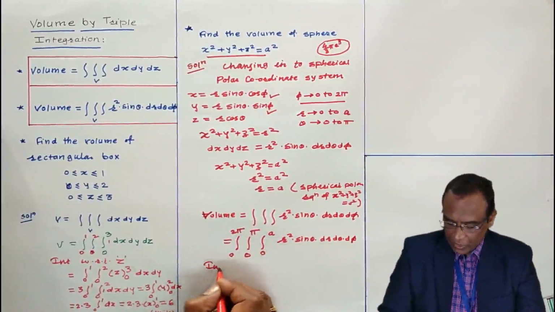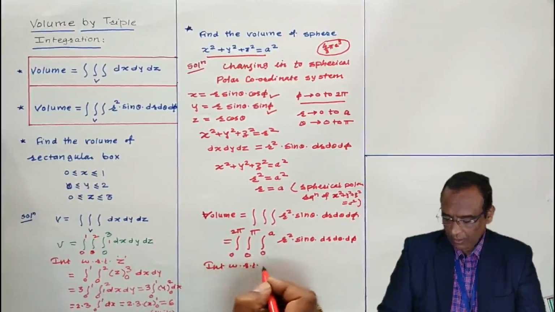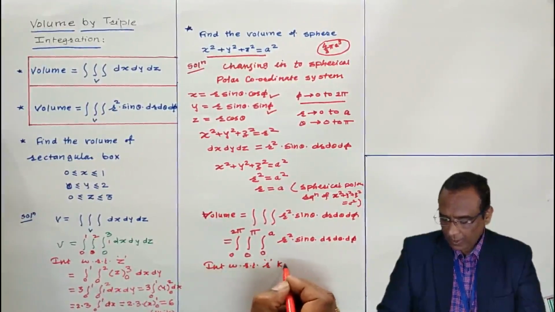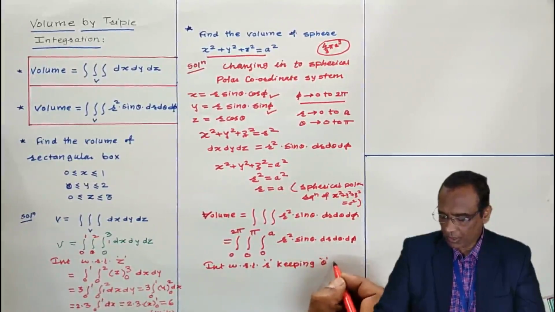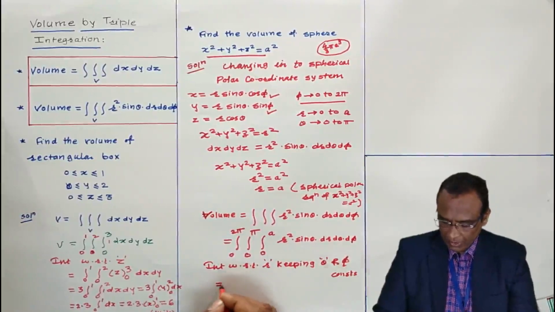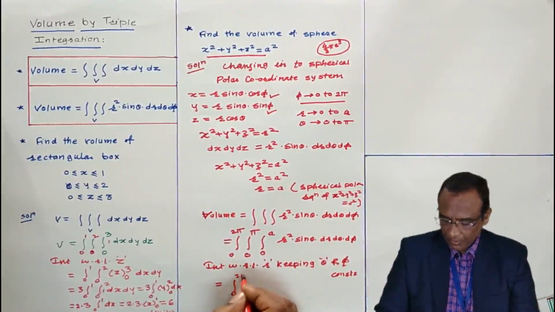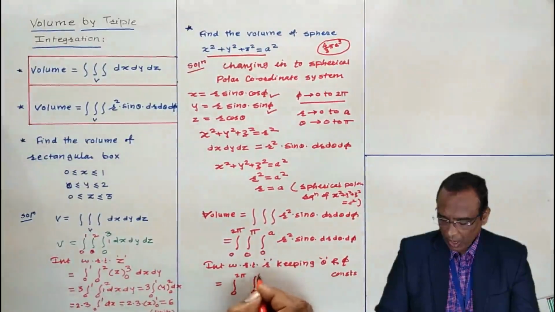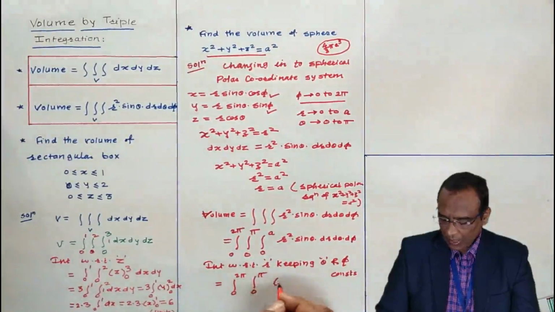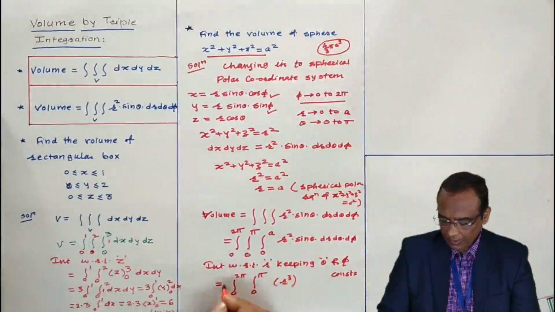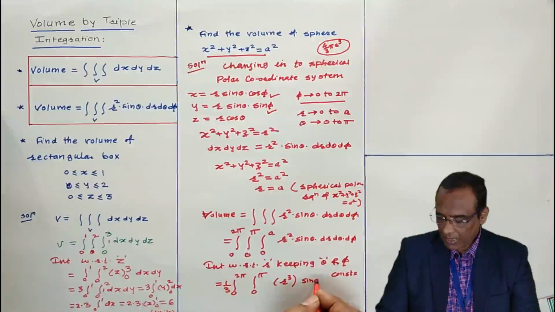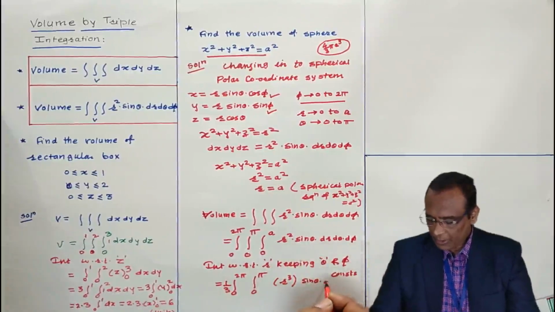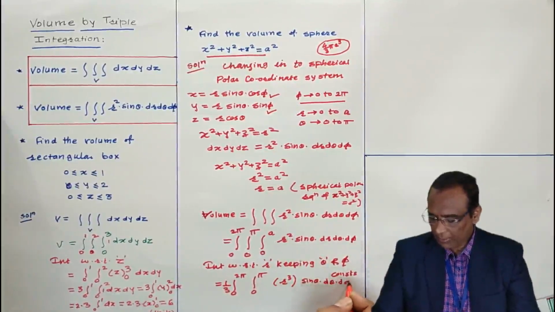Now integrate with respect to r, keeping theta and phi constant, keeping other variables constant. And what is the integration of it? 0 to 2 pi. We are integrating with respect to r. The integral of r square is r cube by 3. The 3 I am writing outside. Sin theta I am also writing as it is. We have integrated with respect to r. d theta d phi will remain.